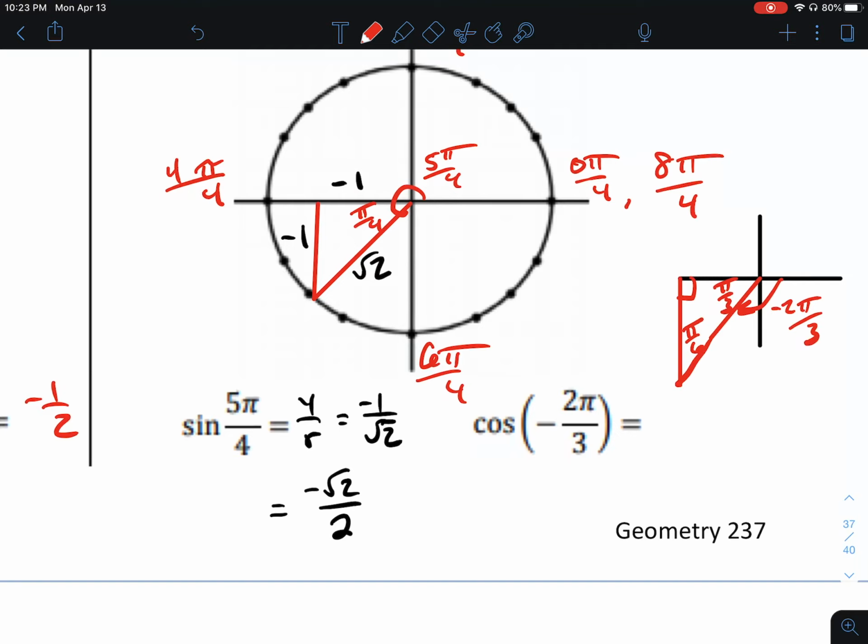Make the smallest side 1. Hypotenuse is double that. And the long leg is the short leg times the square root of 3. We're in quadrant 3, so x and y are both negative. Cosine is x over r. X is -1, r is 2. We are finished with that problem.